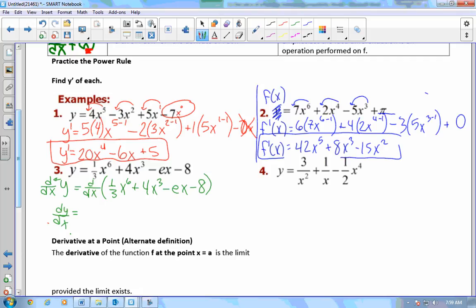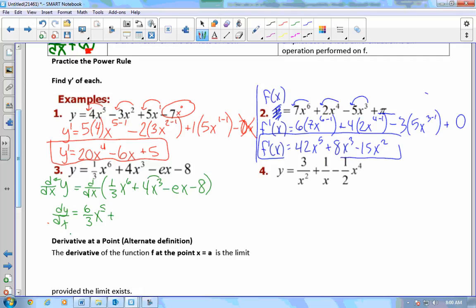Equals the derivative of 1/3 x to the 6th power is, you bring down that 6, so would you agree that it becomes 6/3? X to the 5th power, and technically this is dx dx, derivative of x with respect to x, but dx divided by dx is just 1. So we don't generally write it. So I'm not going to write it on these ones. So you don't need to worry about dx dx, but in a month or so it's coming up.